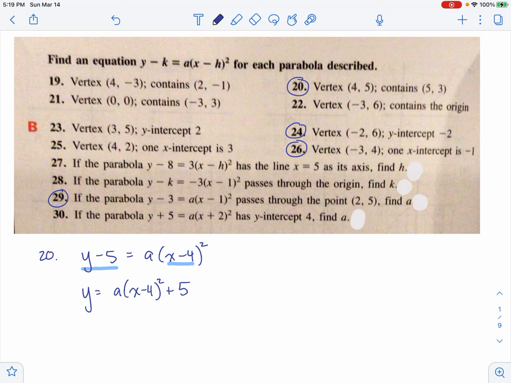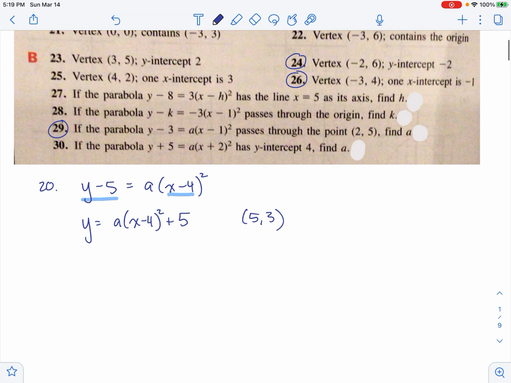So now for number 20, I'm going to use the fact that I know that 5, 3 is on this graph. And I'm going to plug in 3 for y, and I'm going to plug in 5 for x. And when I plug this in, I should get a true statement, which means that I can use this now to solve for a. I'm going to do a couple things at once.